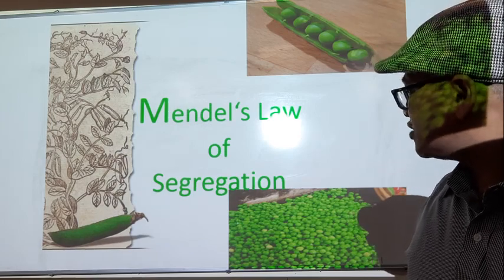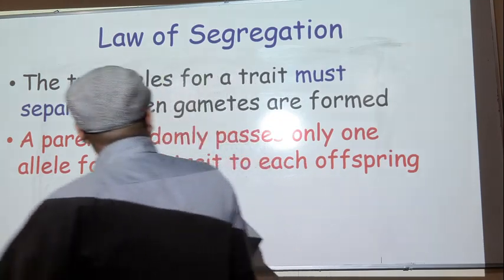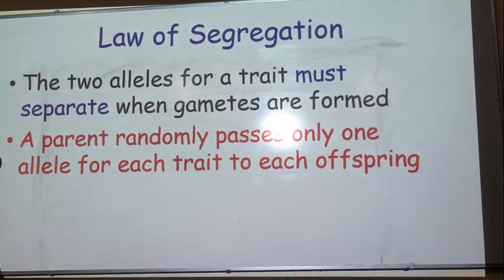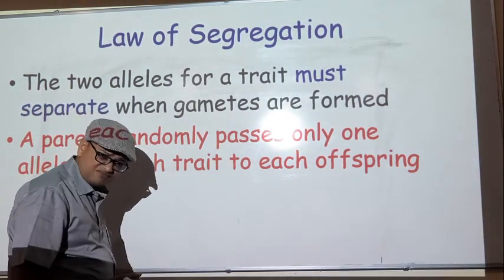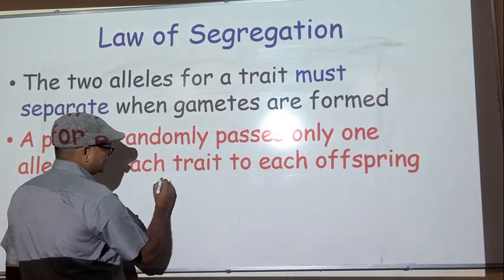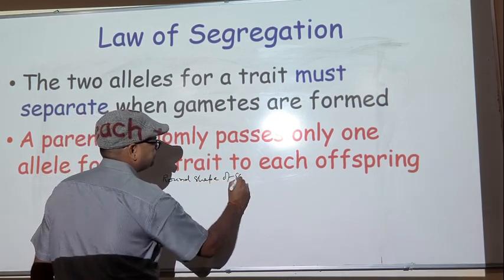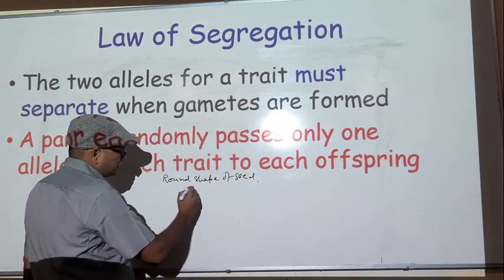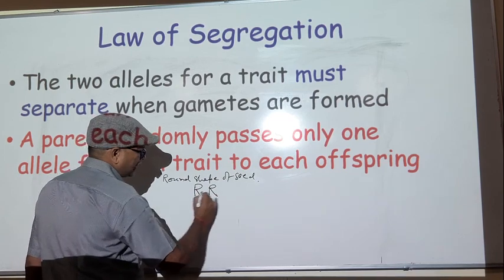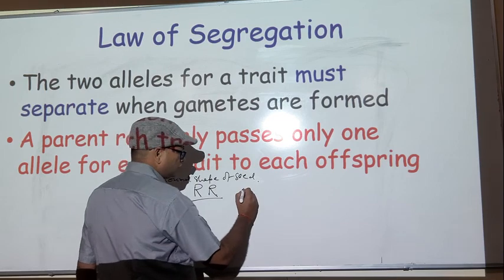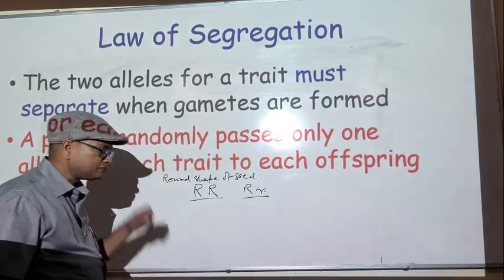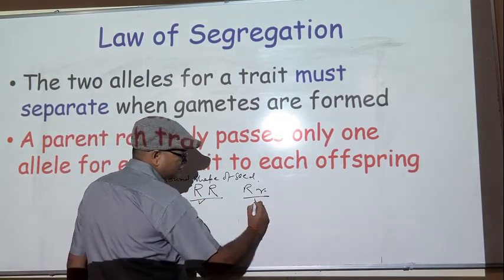So this is called Mendel's law of segregation. What is the law of segregation? The two alleles for a trait must separate when gametes are formed. A parent randomly passes only one allele for each trait to each offspring. Previously I have explained that the gametes are formed. Suppose the round shape of seed means it has either capital R capital R alleles, or capital R small r alleles. Here it is homozygous and it is heterozygous.